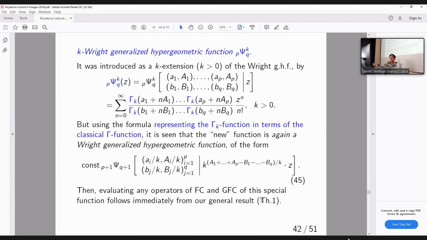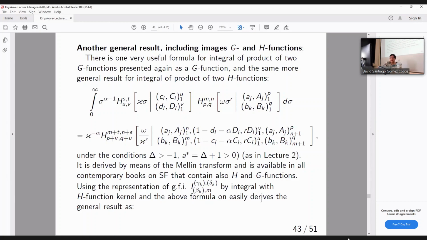Another case of multi-index Wright function with indices k. So I'd like to mention about more general result.